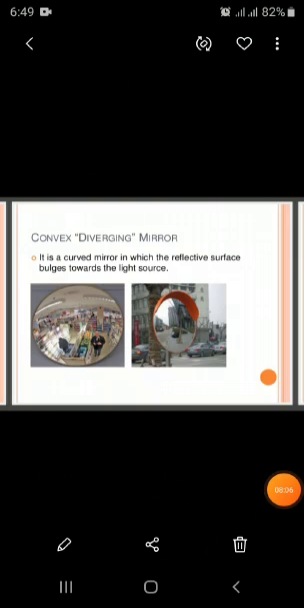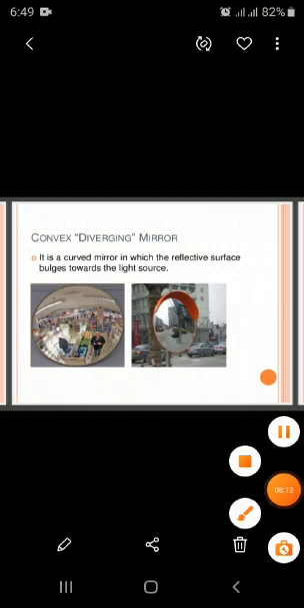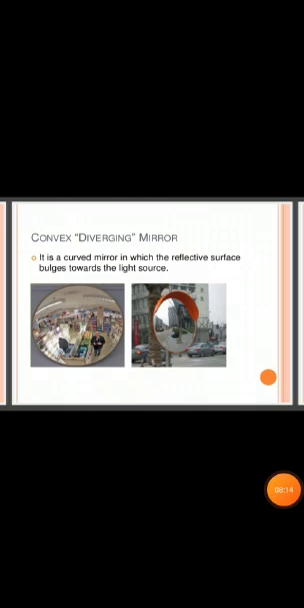So this is about the convex mirror. The convex mirror curves outward with a shiny surface on the outside, and they are also called the diverging mirror.